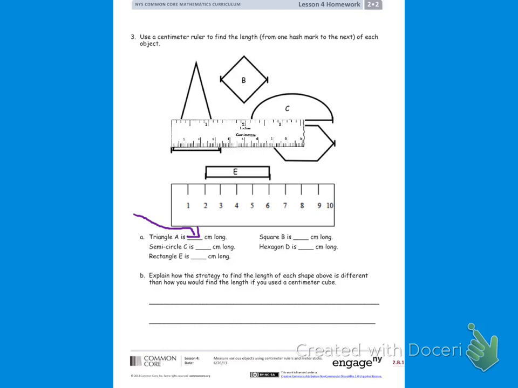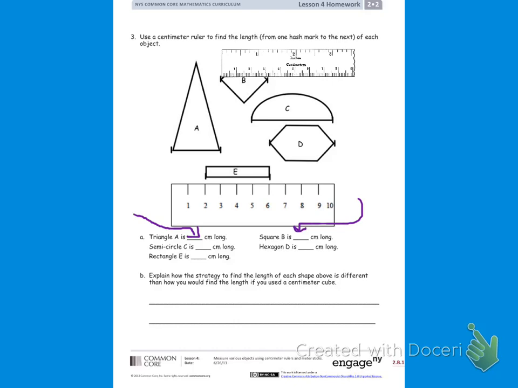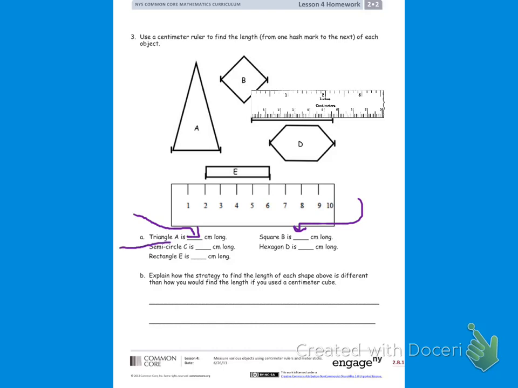After doing so, I will move my ruler and measure square B. Again, I will go from hash mark to hash mark, find the number of centimeters long that square B is, and I will record the answer here. Move the ruler and do semicircle C from hash mark to hash mark. Once I know how many centimeters long semicircle C is, I will record my answer on this line here.